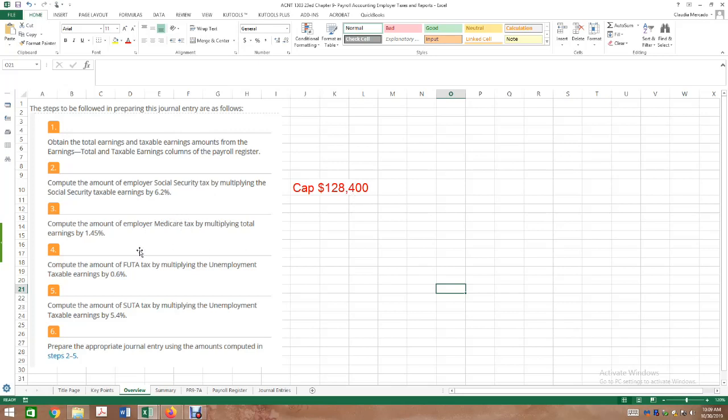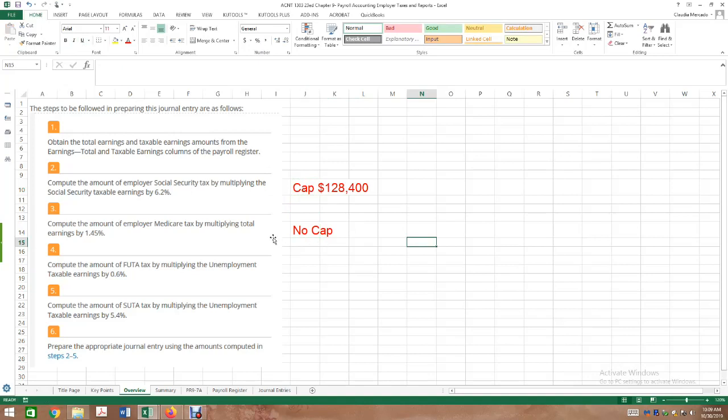Now for Medicare, it says you're going to multiply your total earnings. So for Medicare, there is no cap. So basically, you're going to pay Medicare taxes on everything, whether you make $100, whether you make $1 million. You're going to pay 1.45% of your total earnings. So just be very careful on that, because it does cause a difference in your calculations if you don't take into account this cap for Social Security.